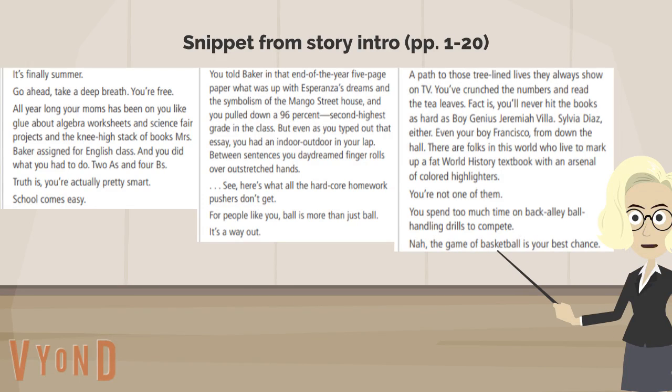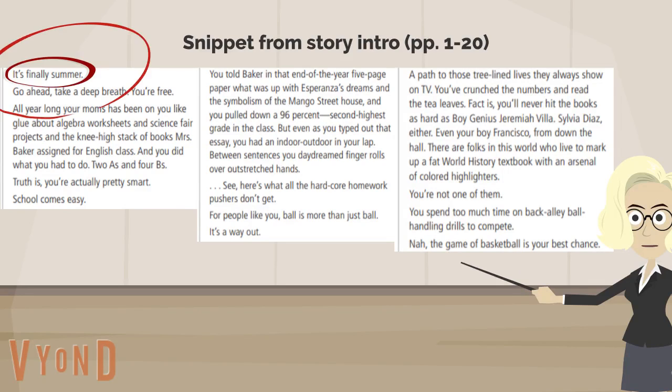The first thing I look for are clues that might be at the start of a chapter or paragraph. I know authors often insert clues in these places. So it begins with a major clue about time. The first three words are, "It's finally summer." And then two sentences down, it says, "All year long, your mom's been on you like glue about algebra worksheets and science fair projects."